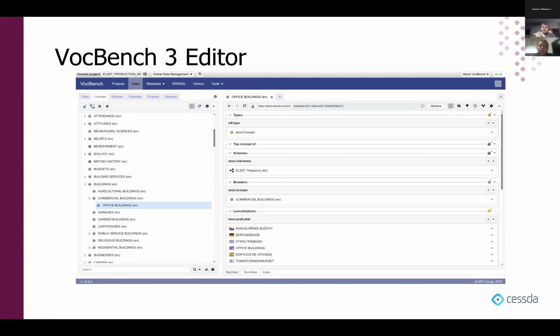So I mentioned Workbench 3, just so you have a visual fix on this. This is Elst in Workbench. So you can see all the concepts here, which would match what you see in Skosmos. Workbench has a nice hierarchy on the right-hand side. You can see all of the different properties of the concept. So you can see here skos:prefLabel, all of the different translations there.